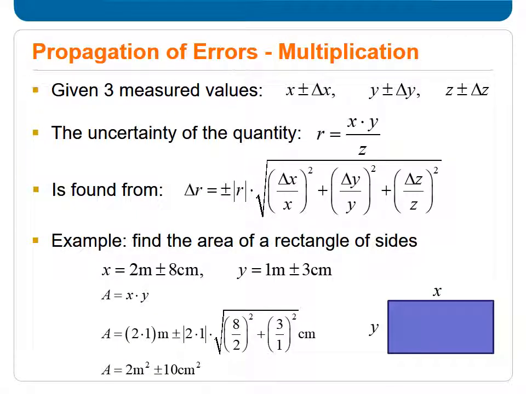When you multiply or divide numbers, the uncertainty of the product or ratio is the product of the resulting value and the square root of the sum of the squares of the ratios of the individual factor uncertainties to their respective values. For that rectangle of length 2 meters plus or minus 8 centimeters and width of 1 meter plus or minus 3 centimeters, the area is obviously 2 square meters. But then to find the uncertainty, it's plus or minus 2 times the square root of 8 over 2 squared plus 3 squared, which is 5. So it's 2 square meters plus or minus 10 square centimeters.